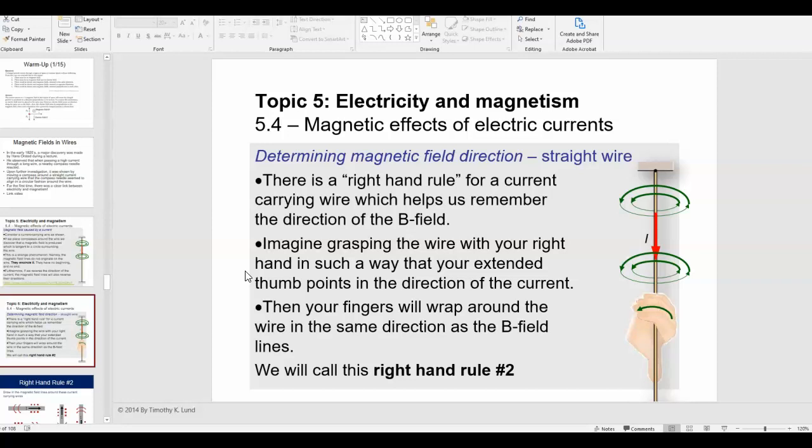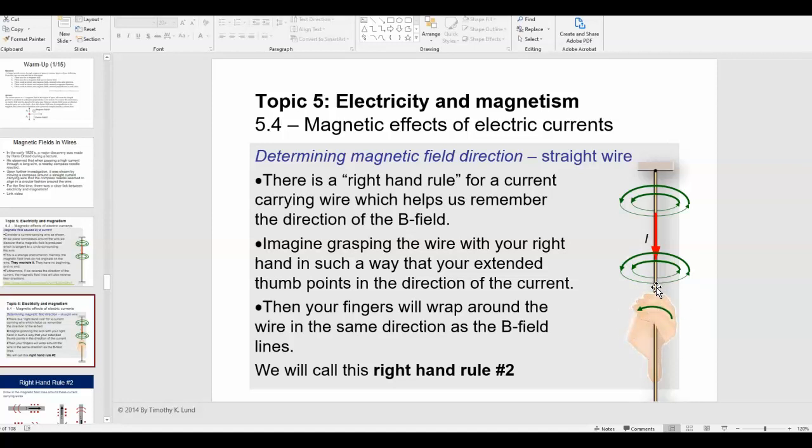All you do is you imagine grasping the wire with your right hand, with your thumb in the direction of the current. In the picture you can see the current is going down in the wire, the person's thumb is pointing down, and notice how their hand wrapping around the wire encircles it in a way that indicates the direction of the magnetic field. On top of the wire, his fingers are curling counterclockwise, and so the magnetic field is encircling this wire counterclockwise.